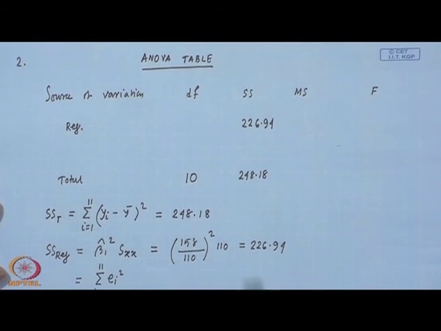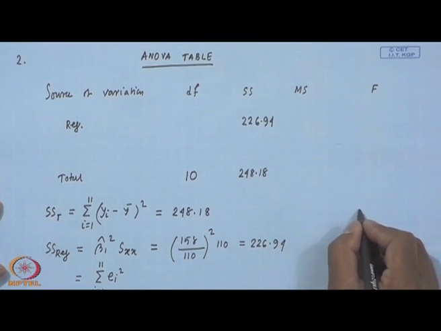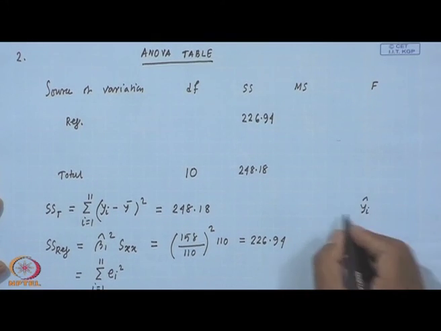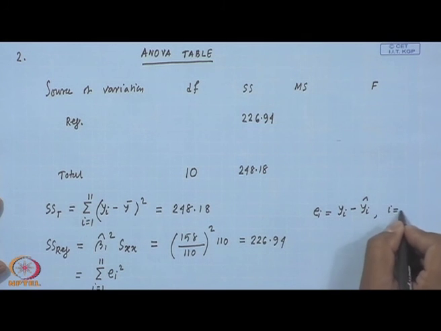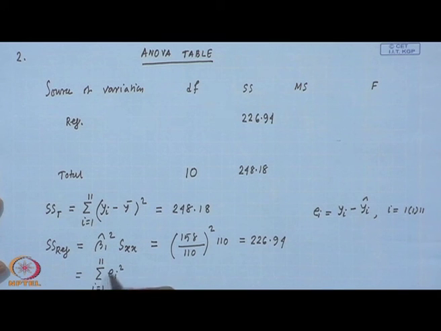So, this is another way to compute. You have the fitted model, you know y_i hat, you have the original observation y_i. So, you can compute e_i for i equal to 1 to 11, but you don't have the freedom of choosing all the e_i's independently, because there are two constraints on e_i.